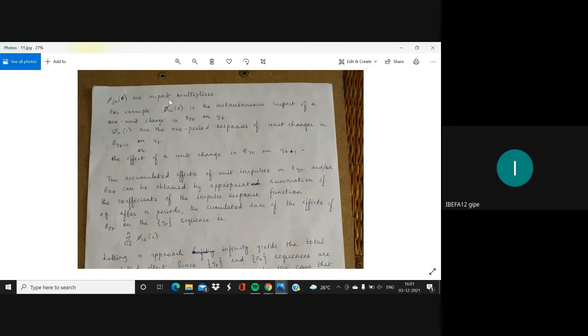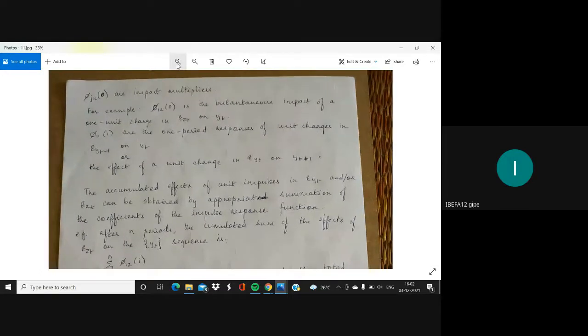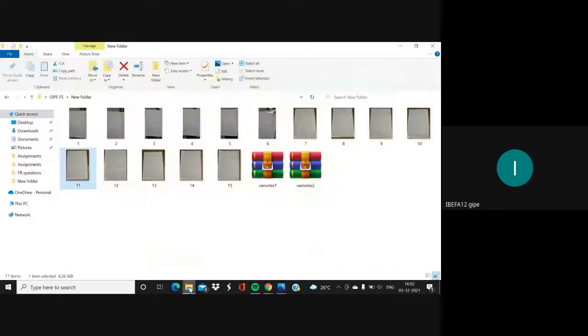So it's basically telling you how a shock to the structural error term affects yt or zt in the same time period. For example, phi 12(0) is the instantaneous impact of a 1 unit change in epsilon zt on yt. To help you, in case you haven't figured out why it is epsilon zt on yt, just look at the equation again. Let me show you this.